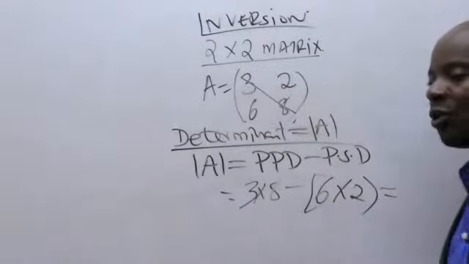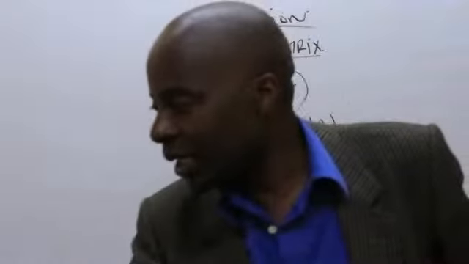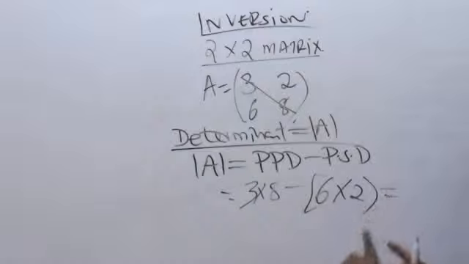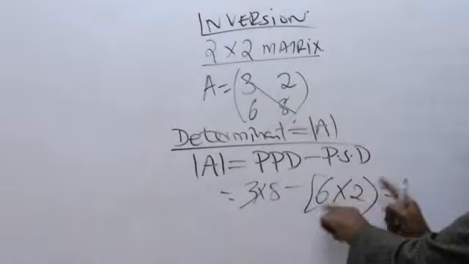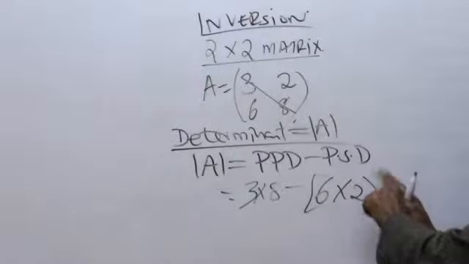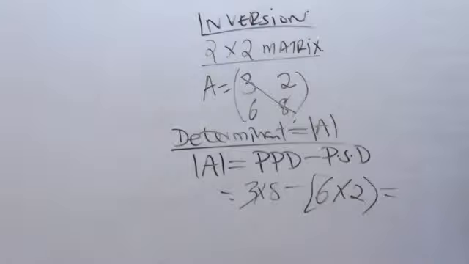So could you kindly give me this answer? Product of secondary diagonal must always be put in brackets, especially whenever you have one or all the elements inside the secondary diagonal being, for example, negative. So could you kindly give me an answer here? What is our determinant?